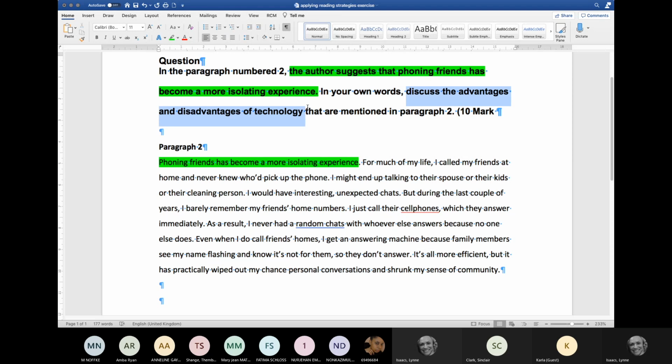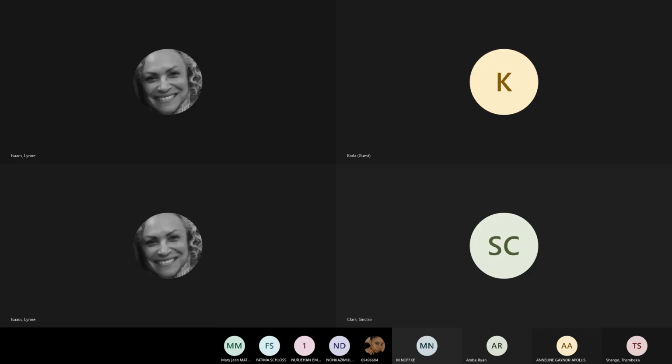Discuss the advantages and disadvantages of technology that are mentioned in paragraph 2. That's what you've got to do. So in other words, they're telling you that in this paragraph, there are advantages and disadvantages of technology. Now what you've got to do is find those advantages and disadvantages and rewrite what you have found here as a paraphrase in your own words. Does that make sense to everyone? I know I've done it very quickly.